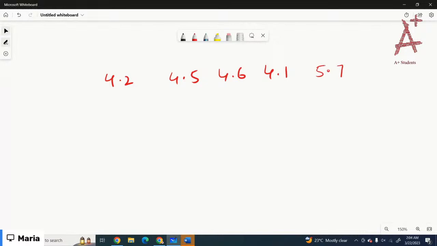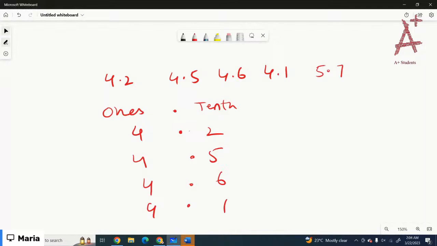Here you have ones, then the decimal point, and then the tenths digit. So it would be 4.2, 4.5, 4.6, 4.1 and 5.7. Let's look at all the whole numbers. Which number is the greatest one in the whole number? 4, 4, 4, 4, 5. That means the 5 is the greatest one. So it would be 5.7.